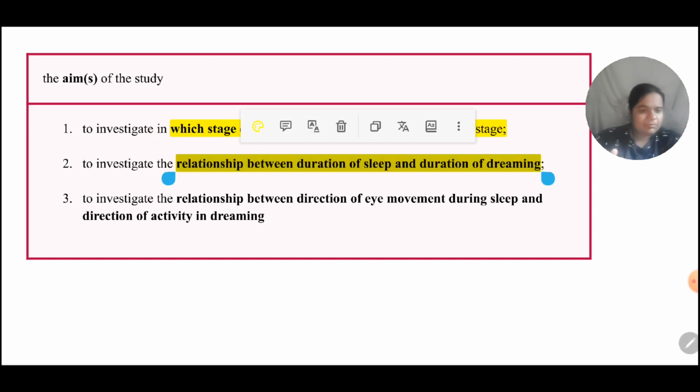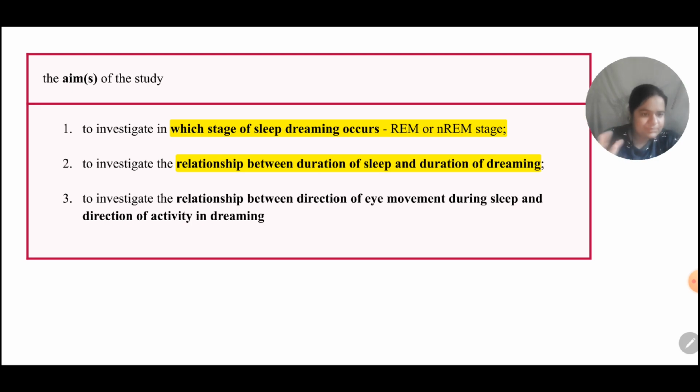The next thing they wanted to know was, what is the relationship between sleeping and duration of dreaming? That is, for how long REM stage of sleep occurs, for that long only is a person dreaming or not? And lastly, they wanted to know whether there is a relationship between the direction in which eyes are moving when a person is in REM stage of sleep and the direction of activity that is taking place in his dream content. So these were the 3 things they wanted to establish with their study.